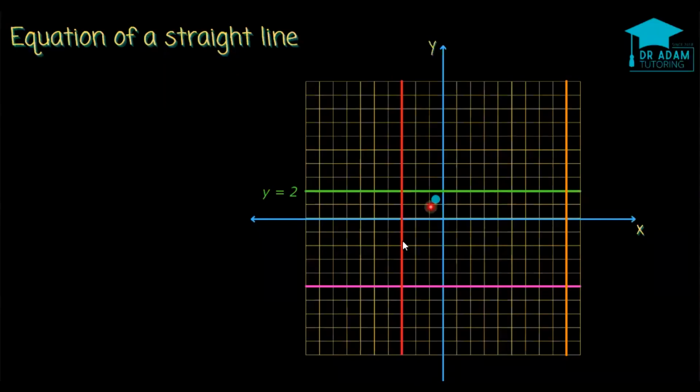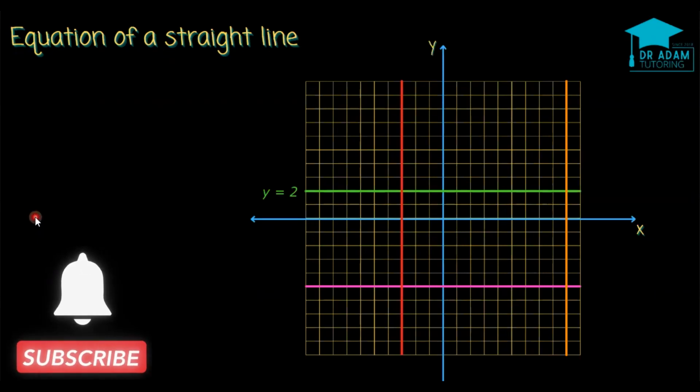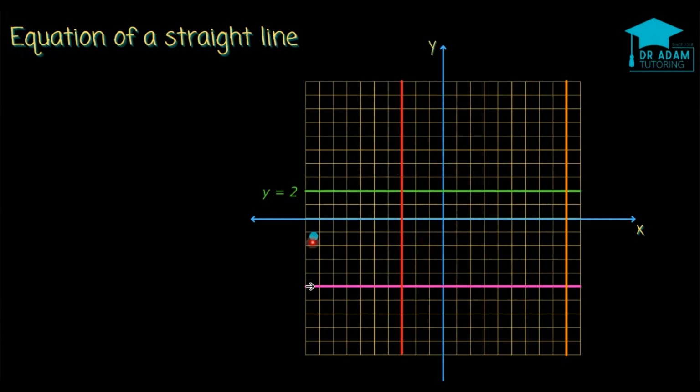Welcome back to our coordinate geometry series. This is episode 2, where we will be looking at how to describe any straight line using its equation. So we're going to find the equation of any straight line. Now, in episode 1, we were just looking at how to write or find the equation of horizontal and vertical lines. Now, these are some of the horizontal and vertical lines we looked at as examples.